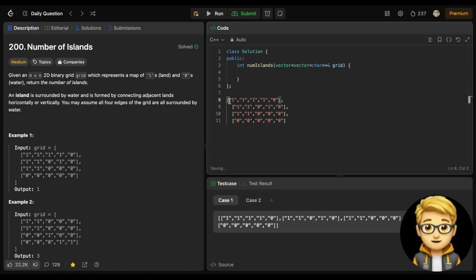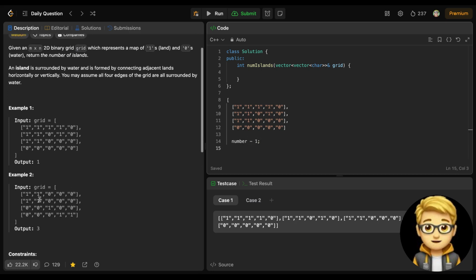The number of islands can be formed only with lands, so it should be a group of ones. If you see here, the adjacent cells which are connected by one, this one, this one, this all is connected here, right? So the number of islands in this case is one.